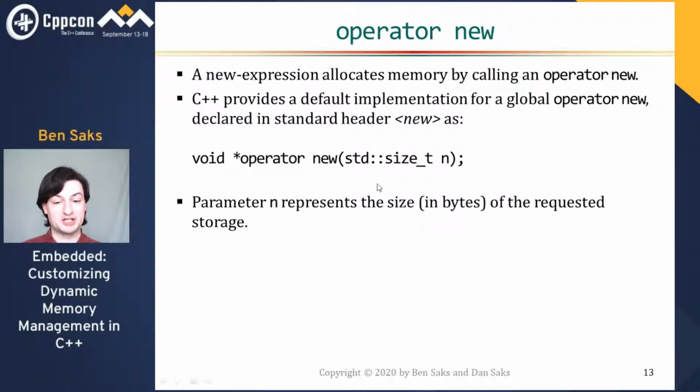A new expression allocates memory, that first step of the allocation process, by calling a function called operator new. It's literally the name of the function. Now, C++ provides a default implementation for operator new, and it looks like this. It's a function named operator new that takes a single parameter of type size_t and returns a pointer to void. And n is just the size of the amount of storage being requested in bytes.